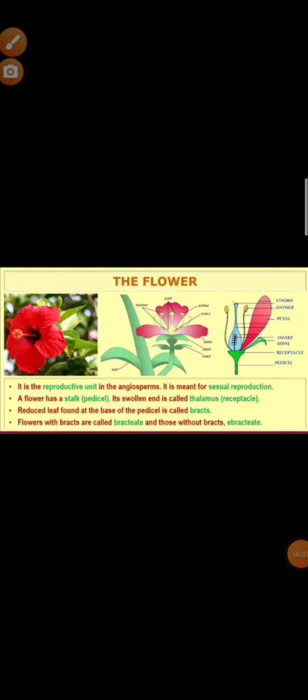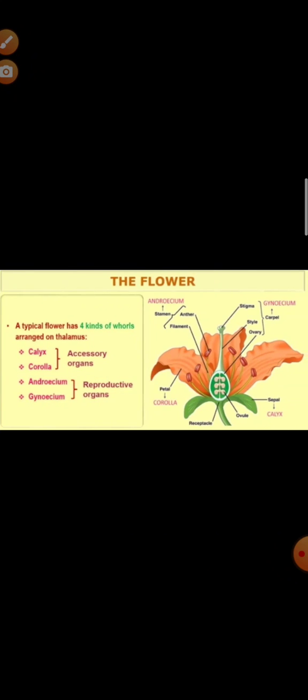The stalk of the flower is called the pedicel, and a flower with a pedicel is called a pedicellate flower, and a flower without a pedicel is called sessile. So you have to understand all the parts of a flower. And the floral leaves are arranged in whorls on the swollen edge of the pedicel or axis. This is known as the thalamus. Calyx, corolla, androecium and gynoecium. Basically, these are the essential four whorls of a flower. Calyx, corolla, androecium and gynoecium.